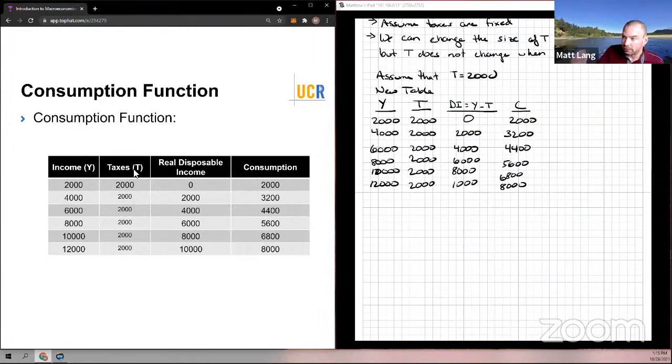So given that we've added taxes to this, instead of just saying we've got y minus t in here, let's go ahead and separate out taxes.